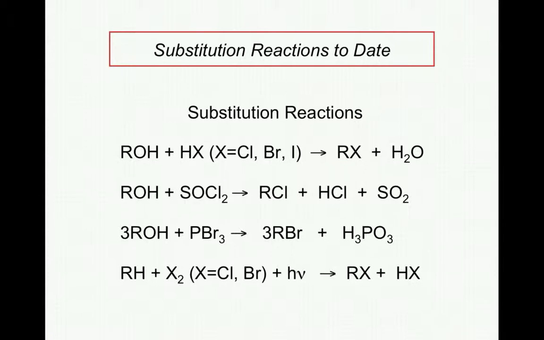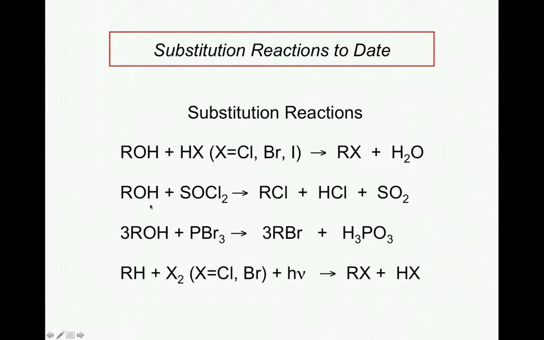With that in hand, we conclude the substitution reactions that we'll be covering this week. Notice that there were two concerning alcohols that involved the replacement or substitution of the OH group with an X. That X can be chlorine, bromine, or iodine to produce the alkyl halide and water. This is our substitution of alcohols by halogen.